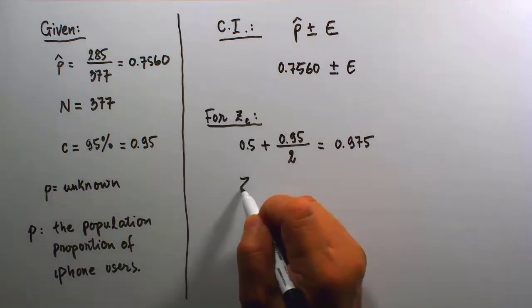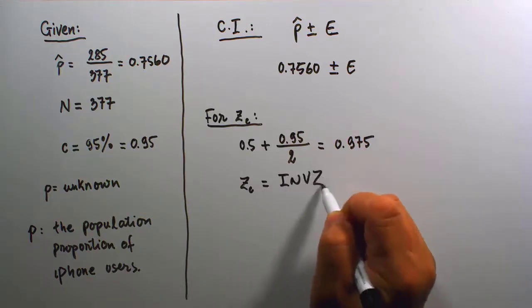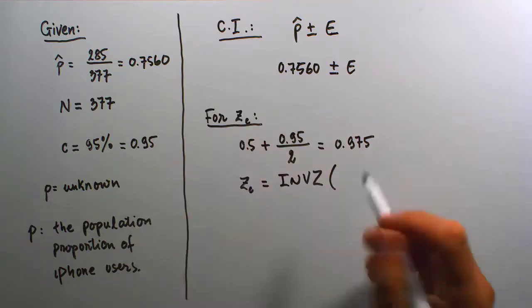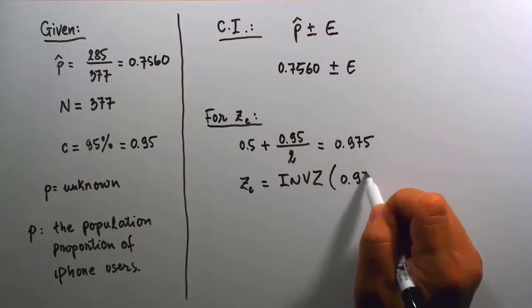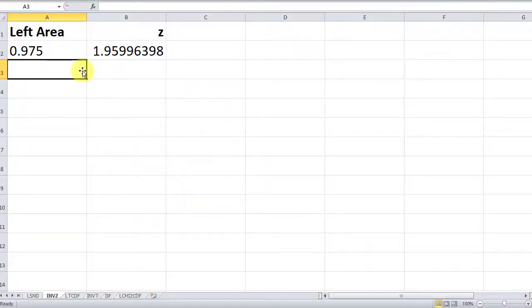Then z sub c comes out by running the INVZ program, given that the left area, or area left of this z sub c, is 0.975, which we're going to provide for the INVZ program. So as far as the steps, how to get it done, these are the basic steps right there. So on my screen with the INVZ program here, with the left area being 0.975, the z sub c, the z score, comes out to be 1.95996, and a lot longer.